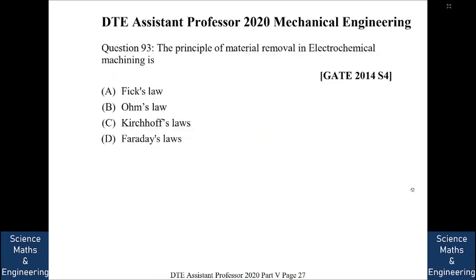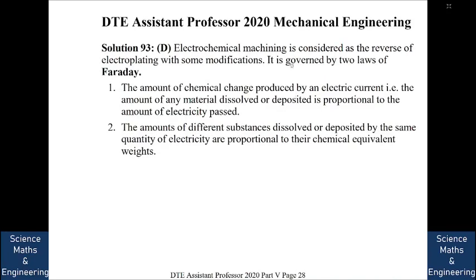Next question. The principle of material removal in electrochemical machining is, so the answer is, electrochemical machining is considered as the reverse of electroplating with some modifications. So it is governed by two laws of Faraday. Number one, the amount of chemical change produced by electric current, that is, the amount of any material dissolved or deposited is proportional to the amount of electricity passed. And number two, the amount of different substances dissolved or deposited by the same quantity of electricity are proportional to their chemical equivalent weights. Okay, so these are the two laws of Faraday that govern the electrochemical machining. So option D is the correct answer. That is Faraday's law.